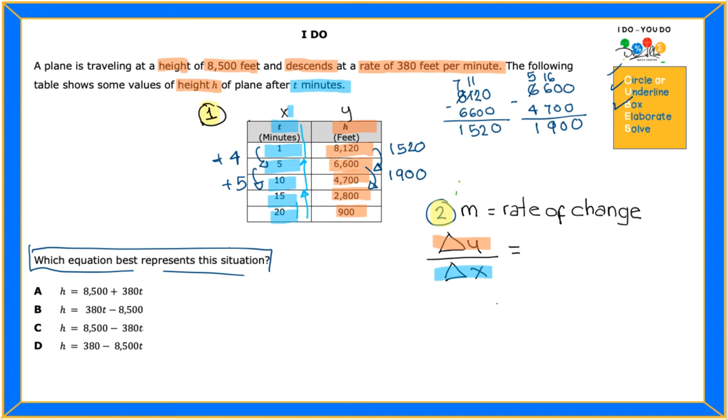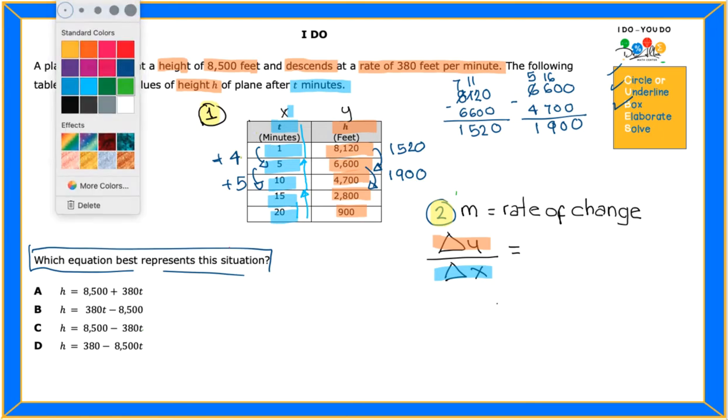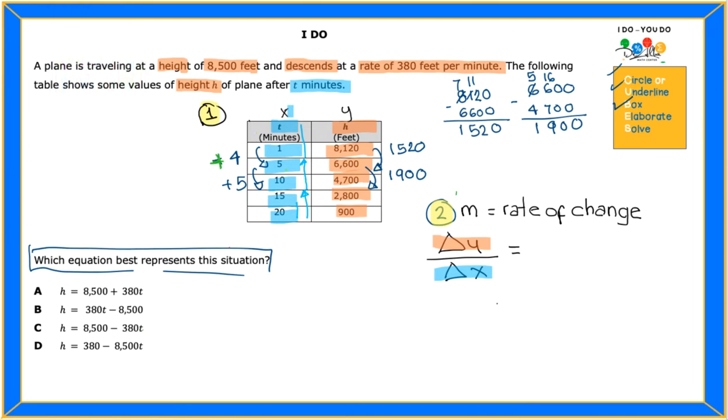The other thing that I can always predict is the sign of my rate of change. Remember? And how do we check that? By checking how the values are either increasing or decreasing. If I go from top to bottom, from 1 to 5, the value is increasing, so that makes it positive. And from 5 to 10 it keeps increasing, and the values keep increasing all the way down, right? So that makes these changes positive. Now let's check on the right side, on the y side or the h side. From 8,120 to 6,600, what's happening to this value? Is it going up or is it going down?